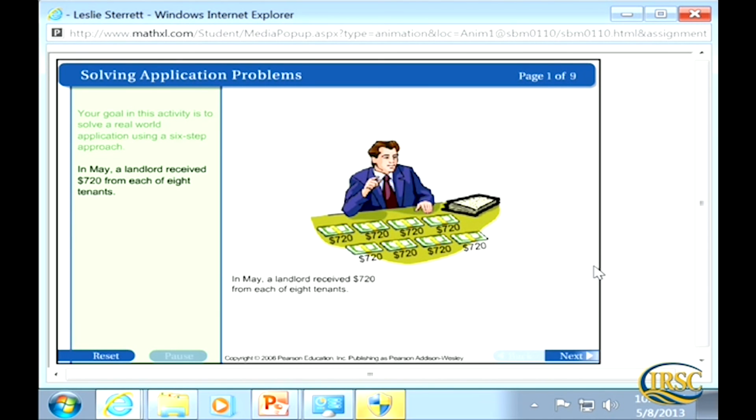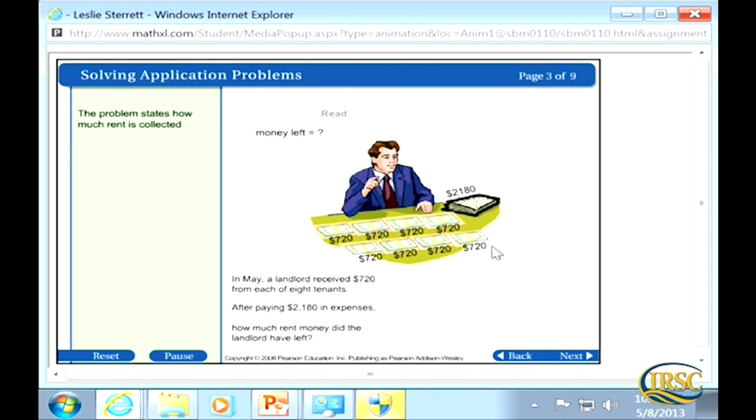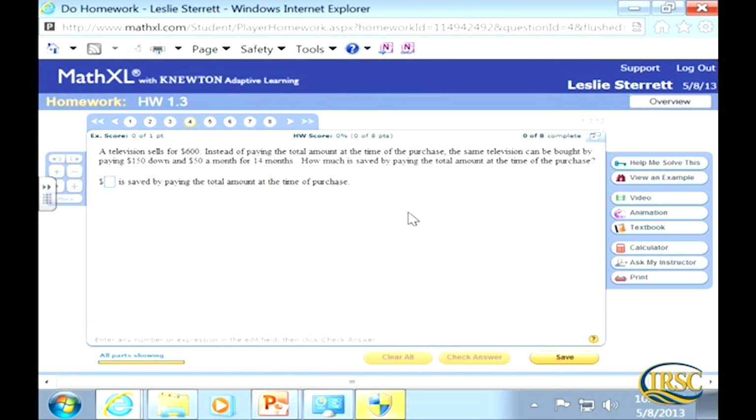And then see, it prompts you to go to the next screen. After paying $2,180 in expenses, how much rent money did the landlord have left? Okay, so it's just working through the problem, and it states how much rent is collected, animating this picture for you after expenses have been paid. I'm not going to go through the whole thing, I just wanted to make you aware of what that meant down there.